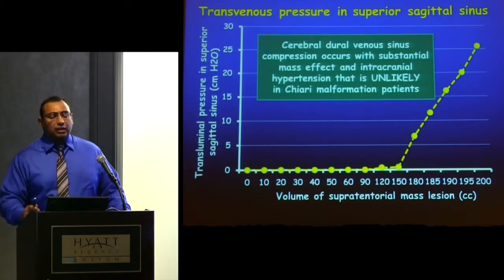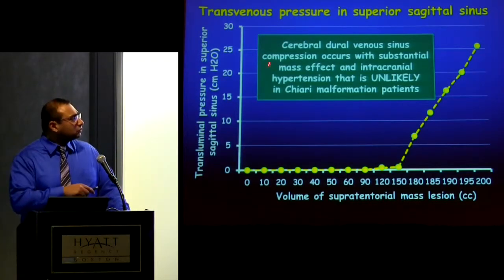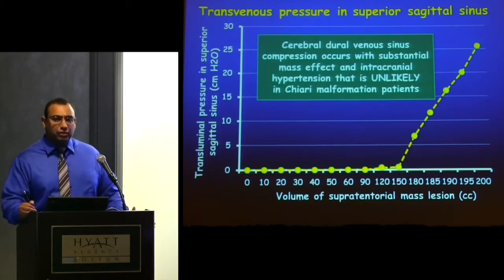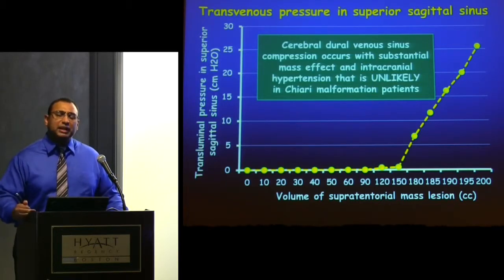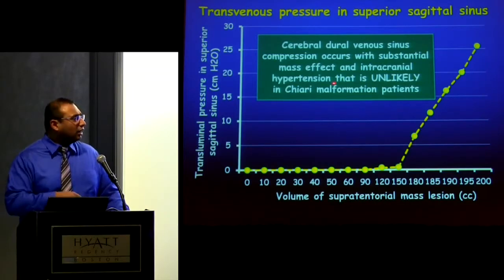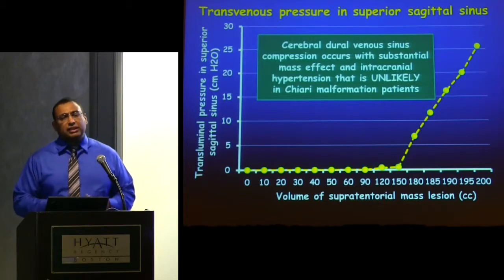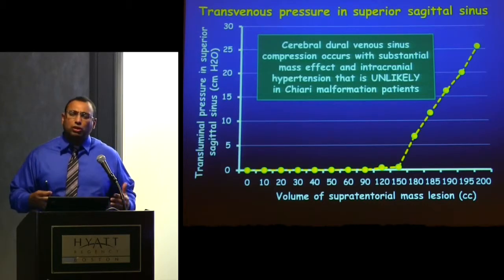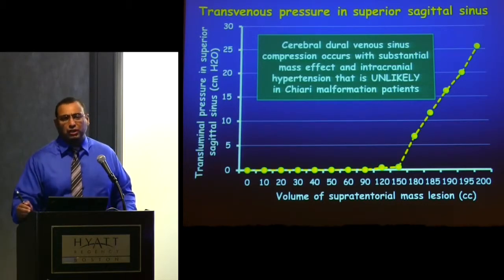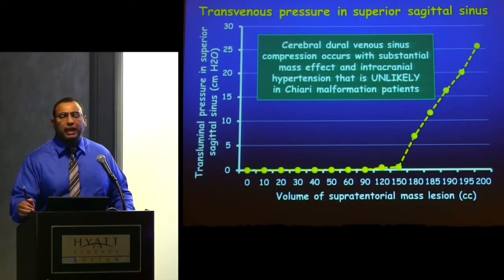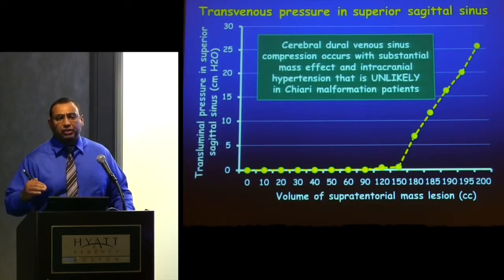However, we also have to acknowledge that dural venous sinus compression occurs in the presence of substantial mass effect and very high intracranial pressures, which we think, with the evidence that we have today, are unlikely in Chiari malformation patients. So I think that brings us to, not a conclusion, but at least a thought process, that perhaps the secondary venous compression theory probably has little bearing as it stands in Chiari malformation.